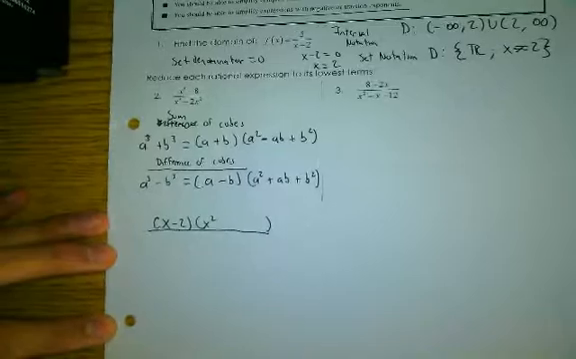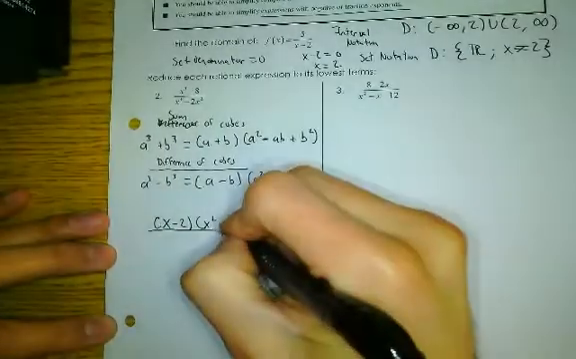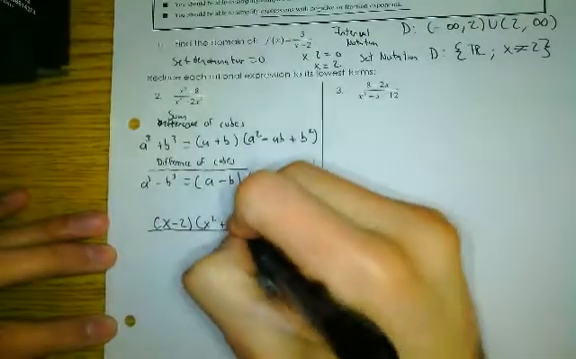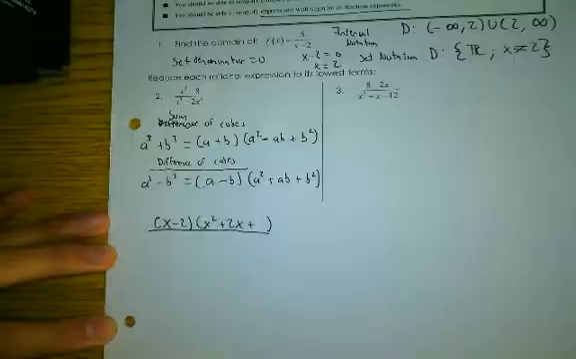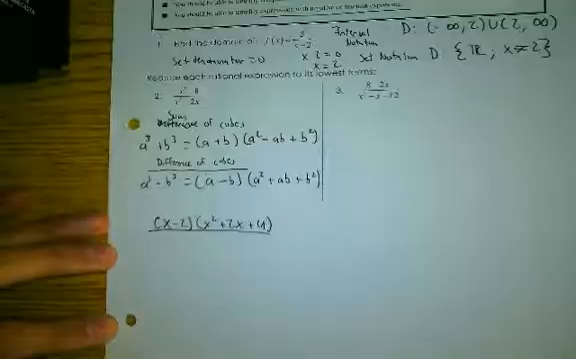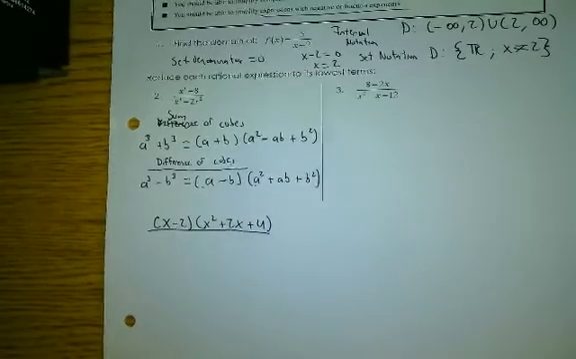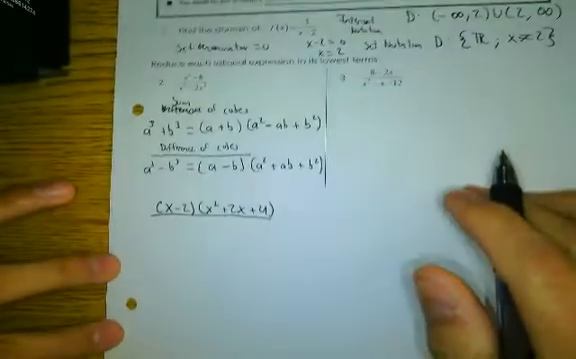x squared. Switch the sign, so it's going to be plus. What's 2 times x? 2x plus 4. Questions on that before we keep going? All we did was apply the formula. Okay? What's going to happen in the denominator?